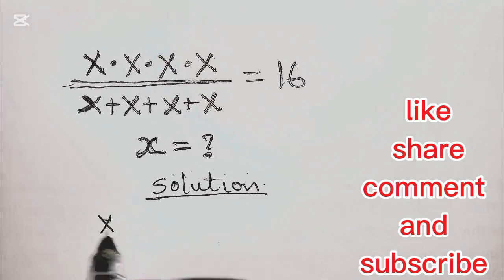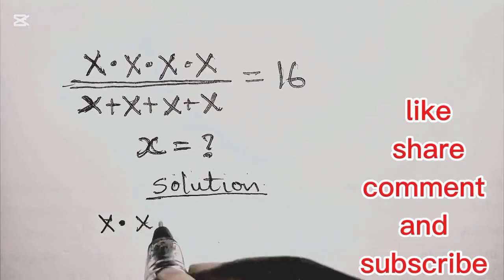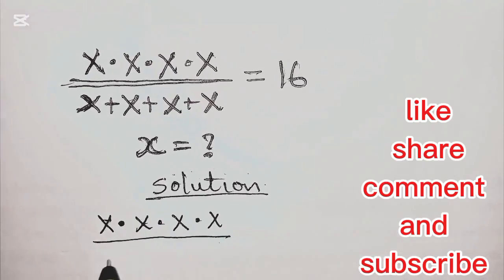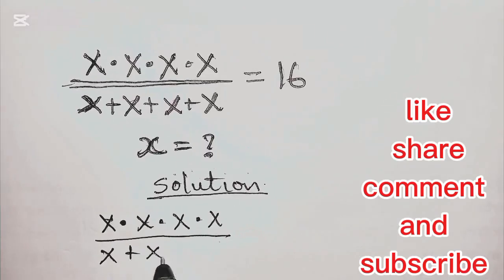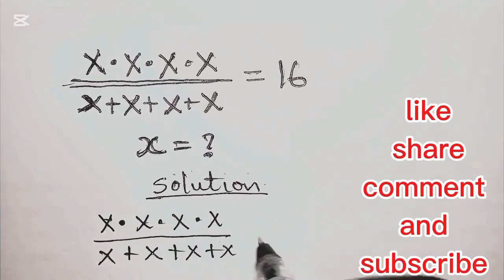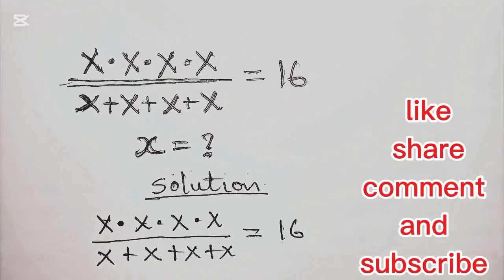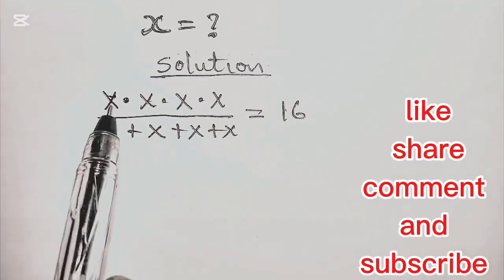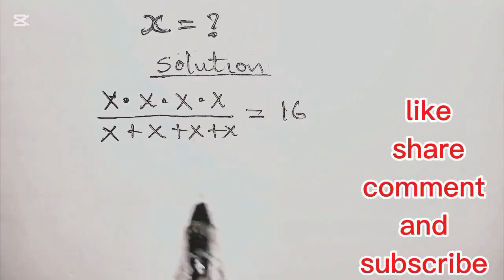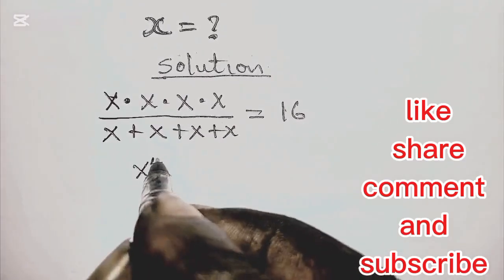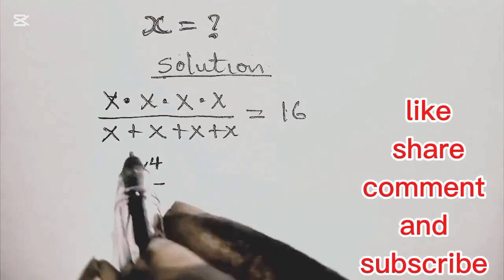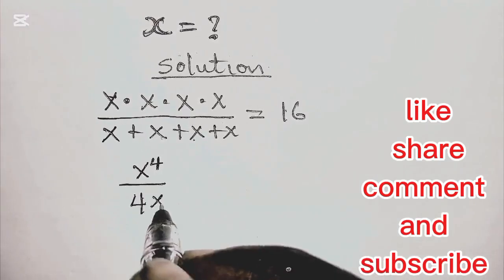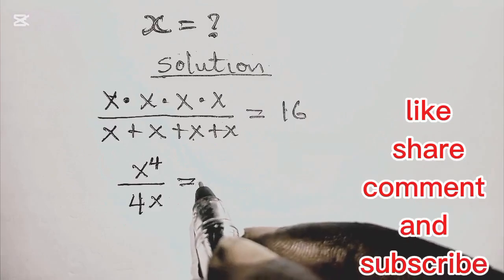So we have x times x times x times x divided by x plus x plus x plus x to be equal to 16. If we multiply x times x times x times x, we have x raised to the power of 4. If we add x plus x plus x plus x, we have 4x, which is equal to 16.